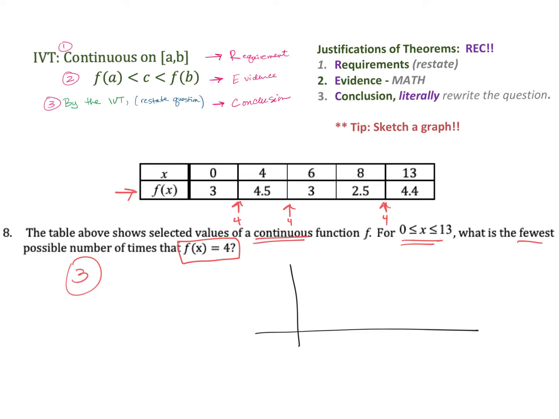If you're a little confused and not really sure, if the problem's a little more complicated, you could always draw a graph and label it. My x's are 0, 4, 6, 8, and 13. And my f of x is going to be 3. This is 2.5, the lowest one, 2.5, 3, drawing not to scale. We're looking for the number 4, 4.4, and 4.5.